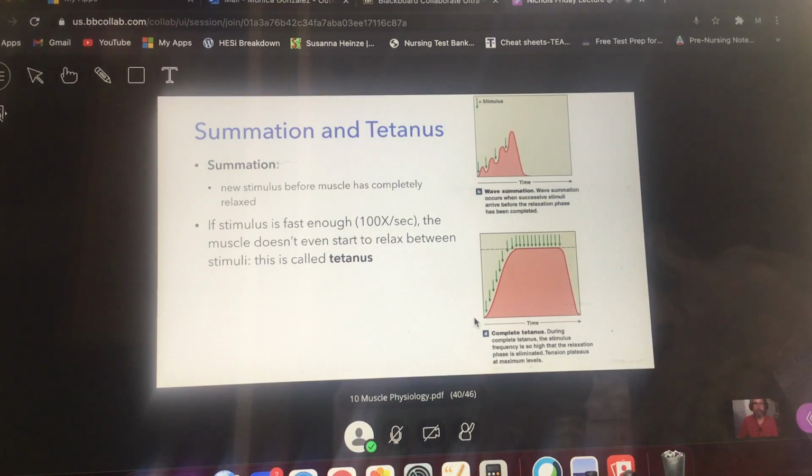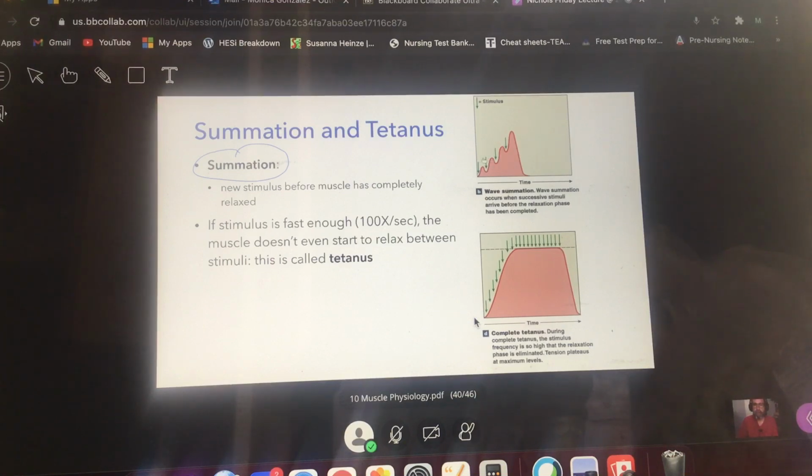Okay? So what has been found, and again, this is mostly on the myogram in a laboratory, is if you stimulate the muscle, you get the latent period, contraction, and it starts to relax. But if you shock the muscle with another impulse before it has fully relaxed, you get another twitch.